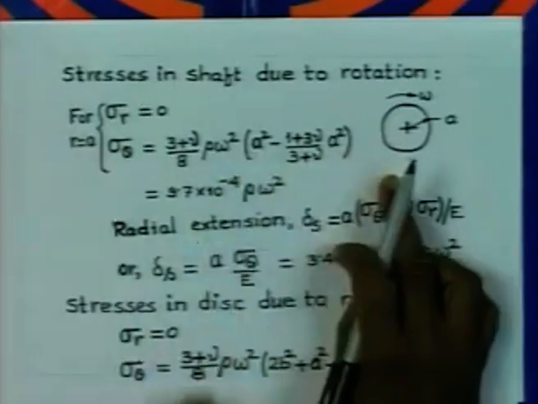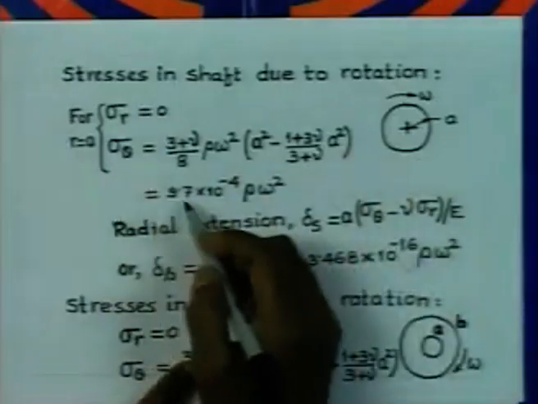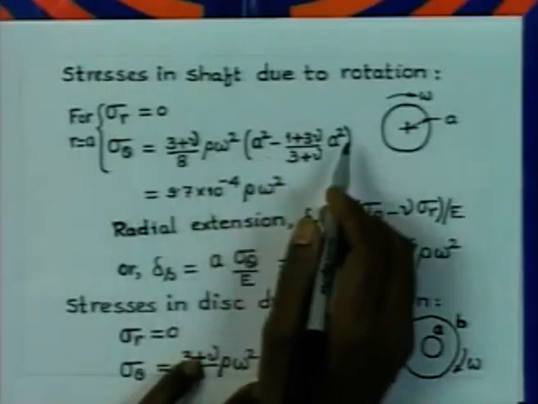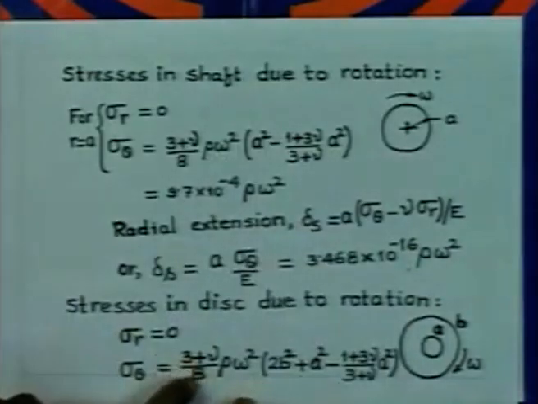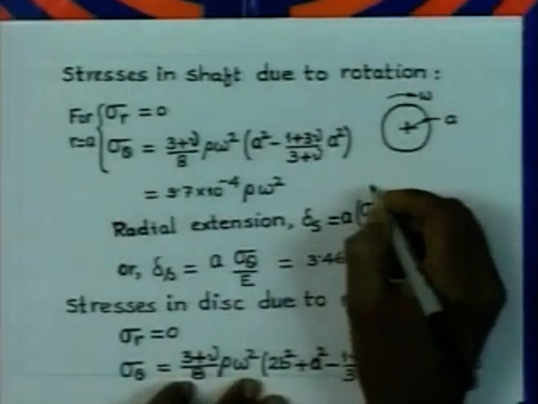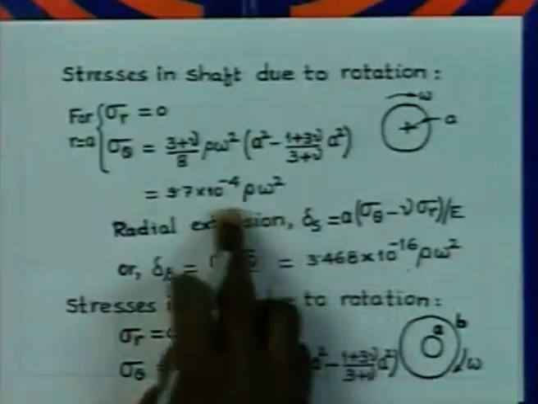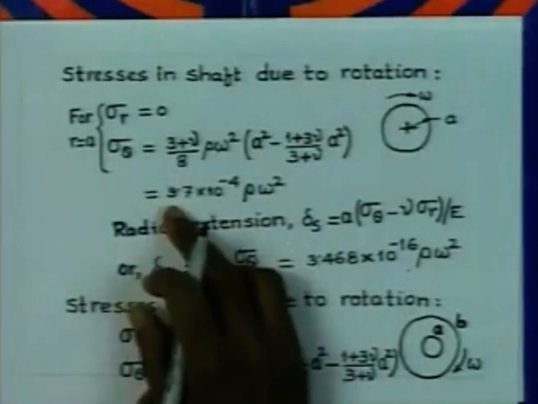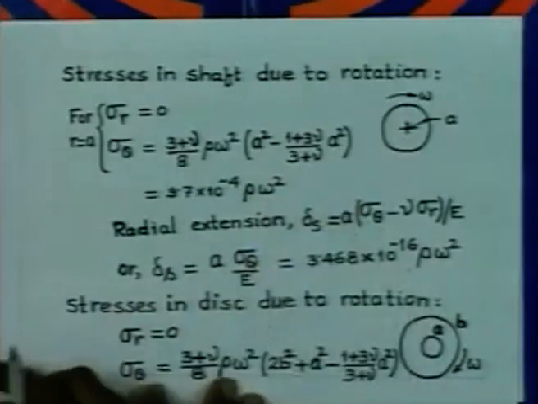So, this is the solid disk formula that we have made use of, and this sigma theta, once you substitute the value of a and nu, rho. I am sorry, we have not actually substituted rho here. So, we have kept the value of sigma theta in terms of rho and omega, and that is 9.7 into 10 to the minus 4 into rho omega square.